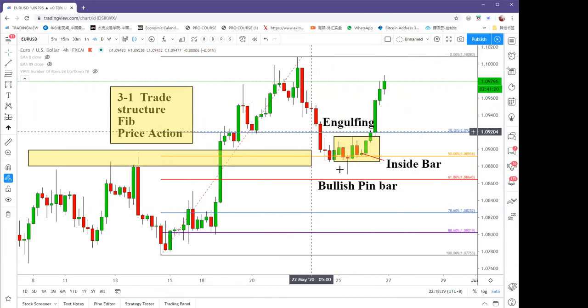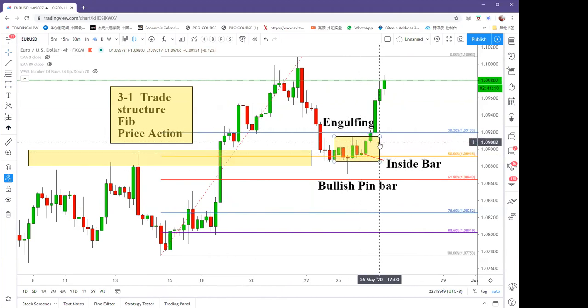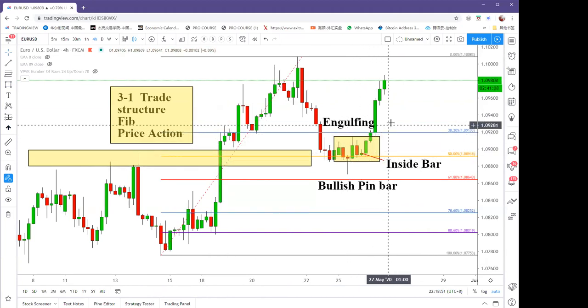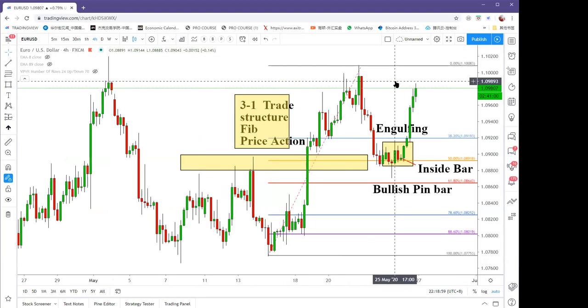So use all the information that you get to give you some confidence of doing this trade. Trade what you see, trade what you see. That is very good. And if you entered it at 1.0897, now you have already earned 100 pips. Is that cool? All right.